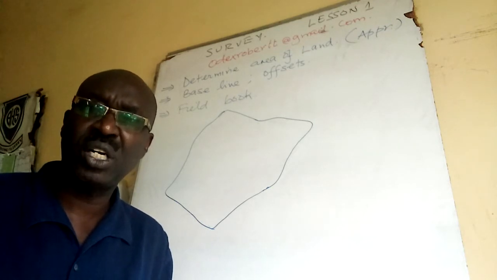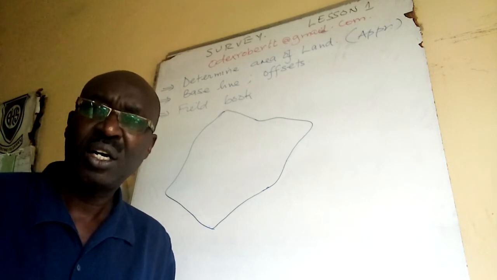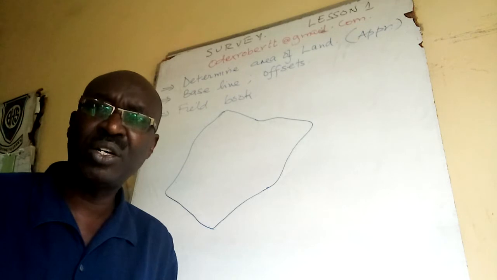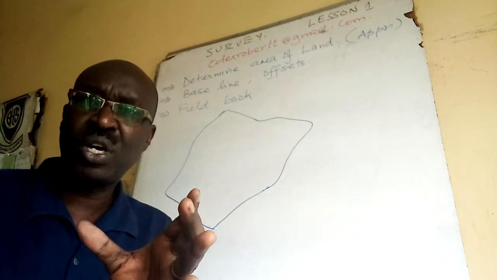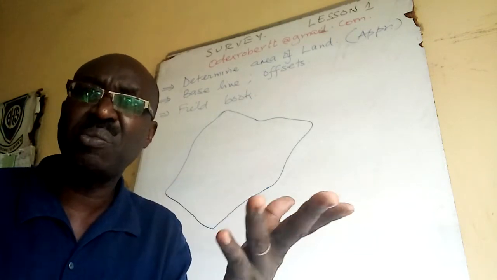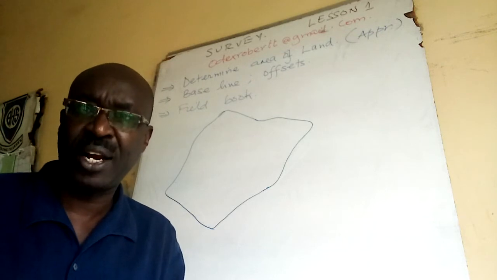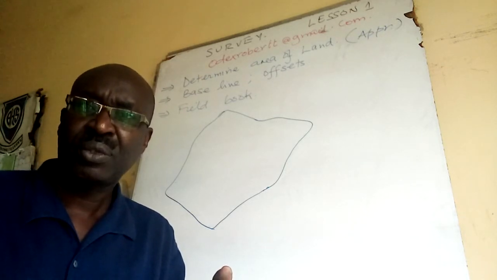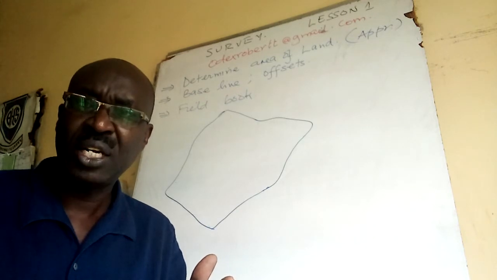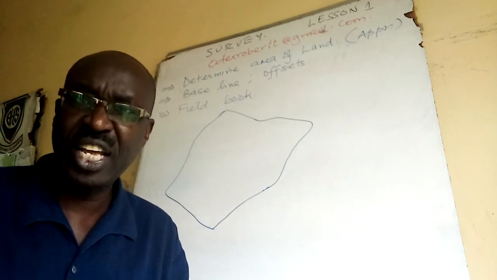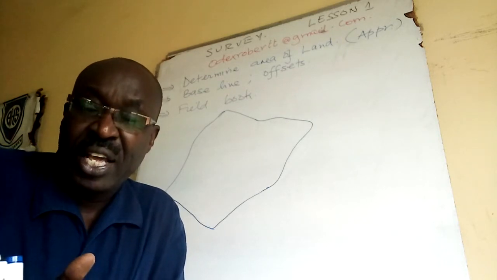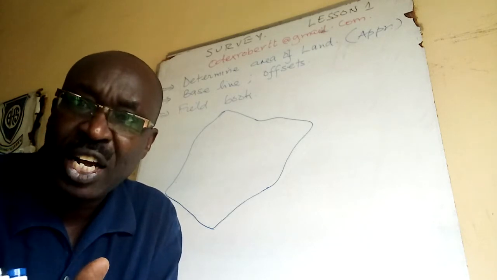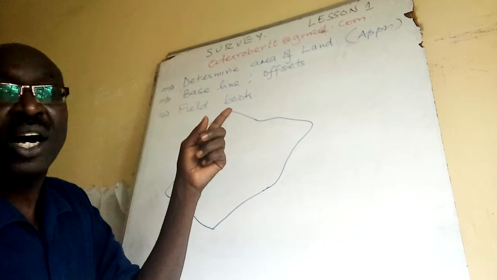In the context of this lesson, we want to learn a simple technique on how land adjudication is done. What does that mean? Fixing boundaries on our pieces of land. If you own a piece of land, we must know its area. So basically, survey is a way of determining the area of a piece of land.